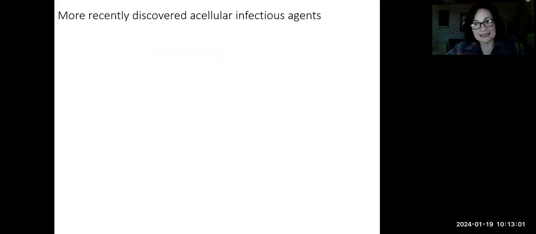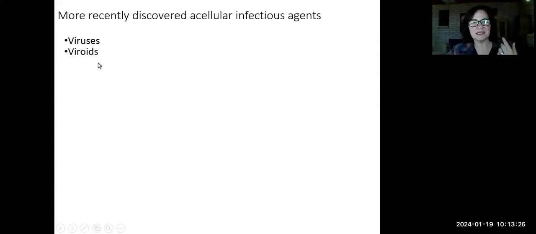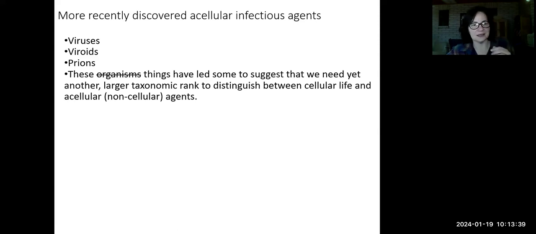Now, more recently, things have been discovered, infectious agents, and you've heard of them. It's not like this is brand new information, but they're a little bit weird. These infectious agents are acellular. They're not made from cells the way every other living thing is. So we have viruses. Then we have something called viroids. And finally, prions. These are the weirdest of them all. And we'll go over this later. But I'm just putting them into these categories.